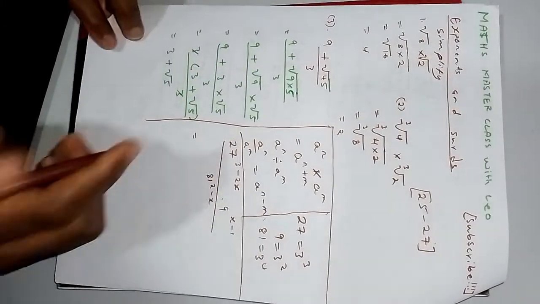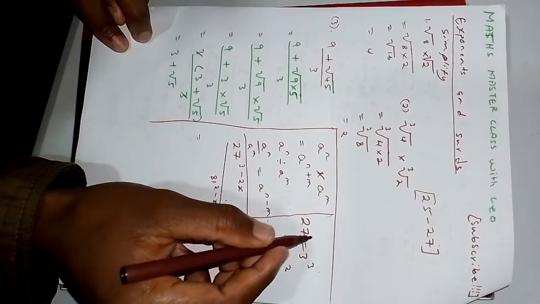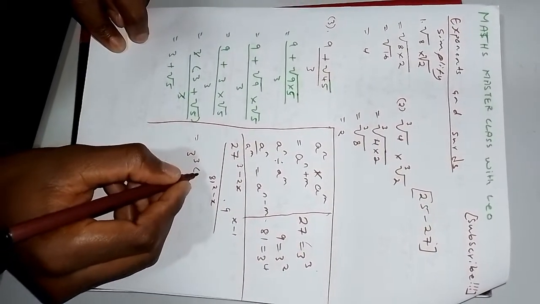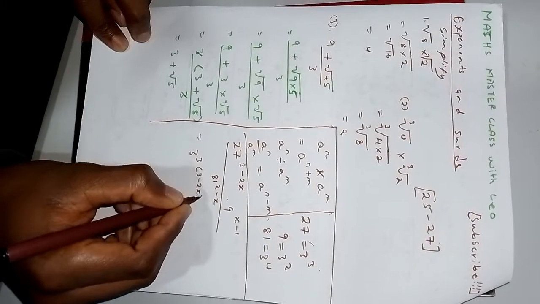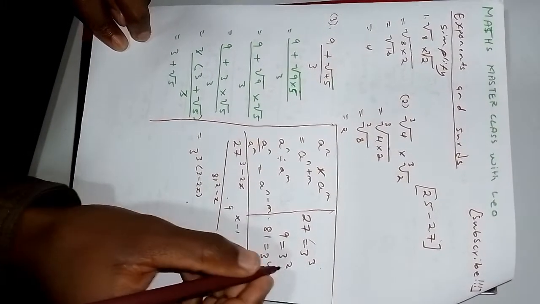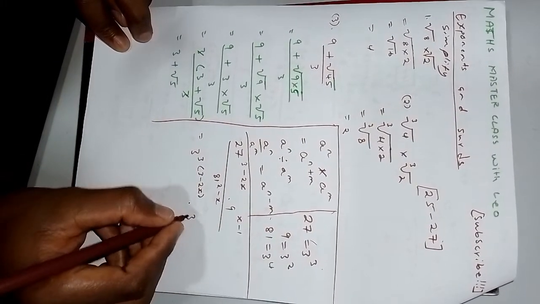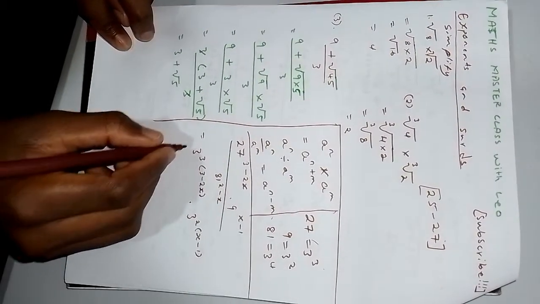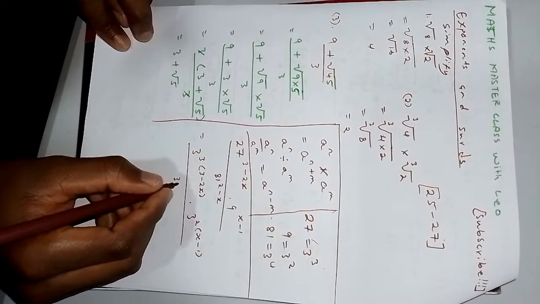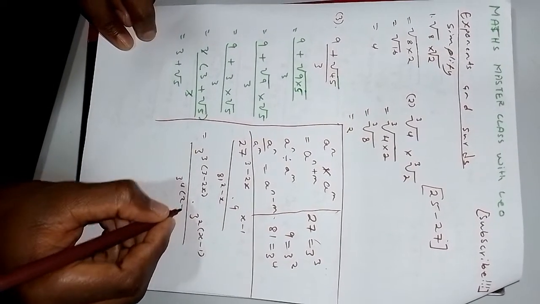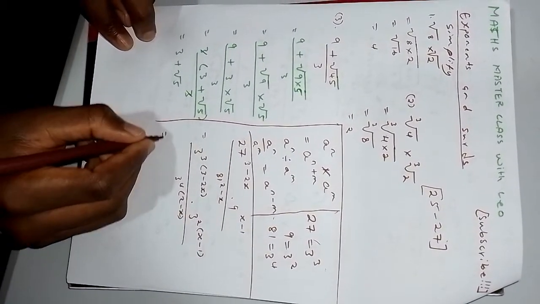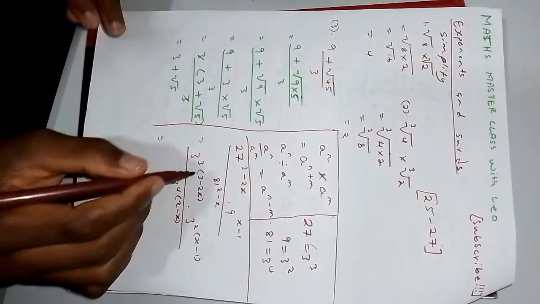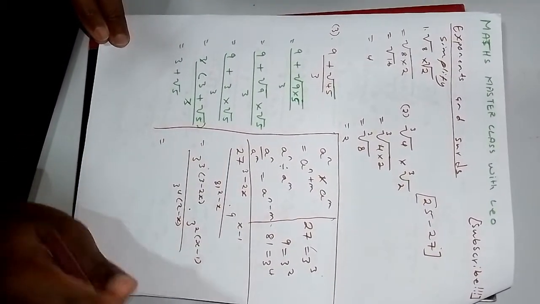Then I come here, and instead of writing 27, I can write 3 to the power 3 into 3 minus 2x, multiplied by, instead of 9, 3 to the power 2 into x minus 1, over, instead of 81, 3 to the power 4 into 2 minus x. This exponent will multiply everything inside the bracket.